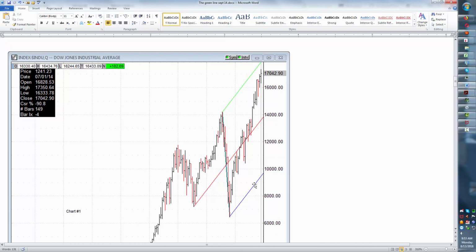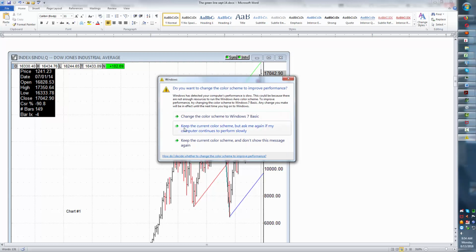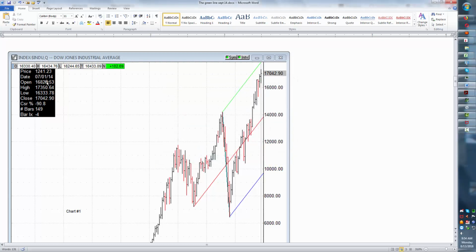Actually, what happened was at the time I was using QCharts software, and QCharts software happened to put this line in green and this line in red and this line in blue. So I decided to call this green line. What the heck? Okay, now this is a quarterly chart of the Dow Jones Industrial Average, and this was up to the year 2014, July of 2014. Notice that prices are under the green line.